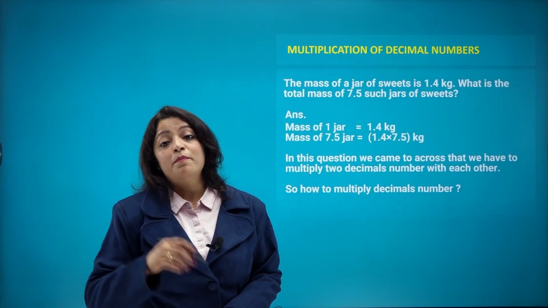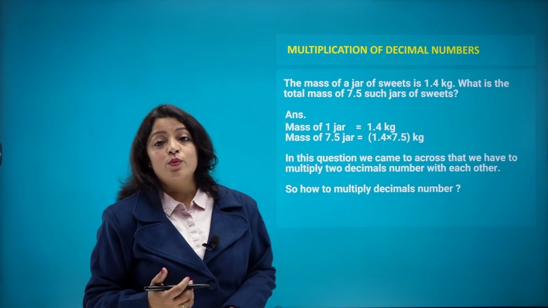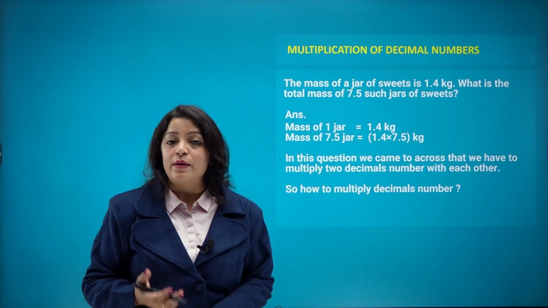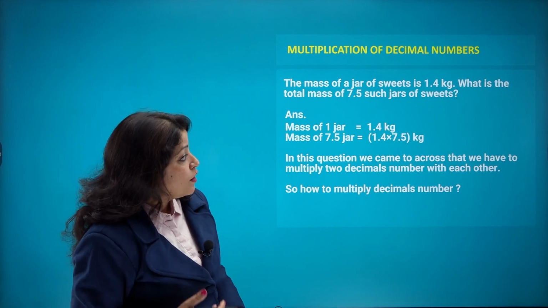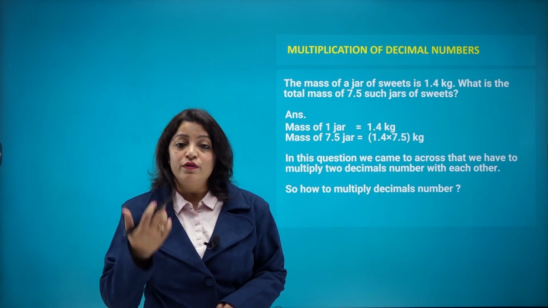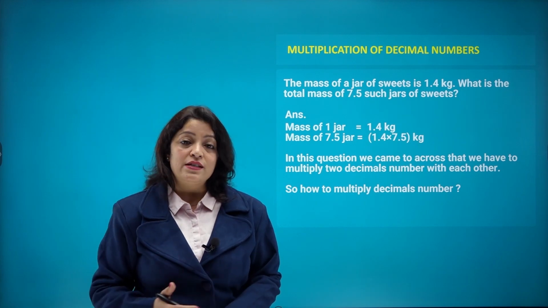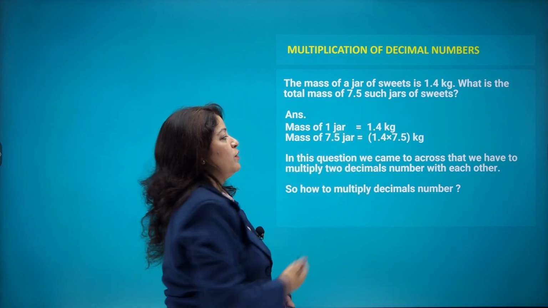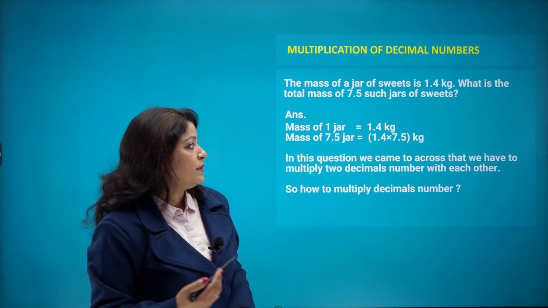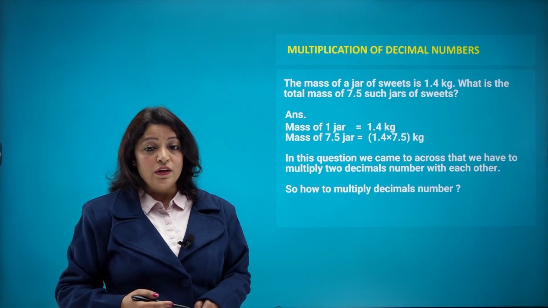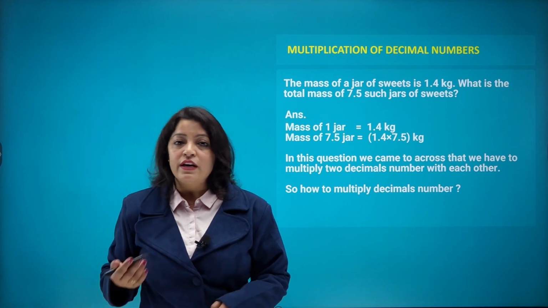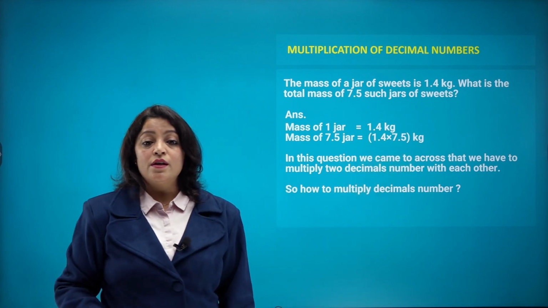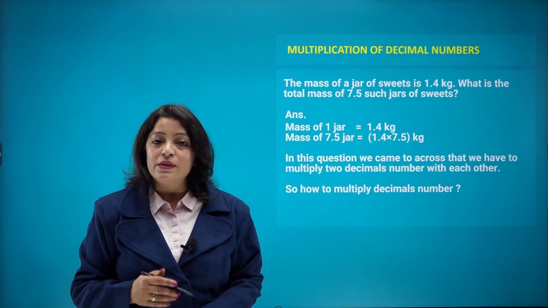Now, for multiplying decimal numbers, let's take this question. The mass of a jar of sweets is suppose 1.4 kilograms. Then what is the total mass of 7.5 such jars of sweets? So you know what you have to do simply. Since the mass of one jar is 1.4 kg, the mass of 7.5 jars will be 1.4 times 7.5. But in this question we come across that we have to multiply decimal numbers, right? Both the numbers here are decimals.